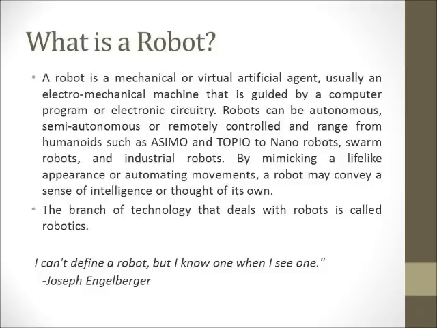What is a robot? A robot is a mechanical or virtual artificial agent, usually an electromechanical machine that is guided by a computer program or electronic circuitry. Robots can be autonomous, semi-autonomous, or remotely controlled, and range from humanoids such as Asimo and Topio to nanorobots, swarm robots, and industrial robots.